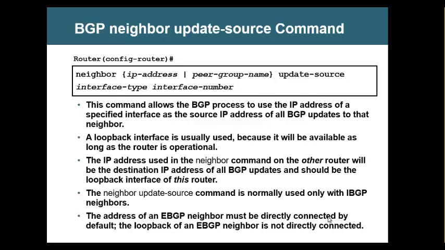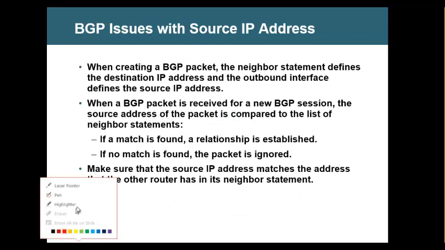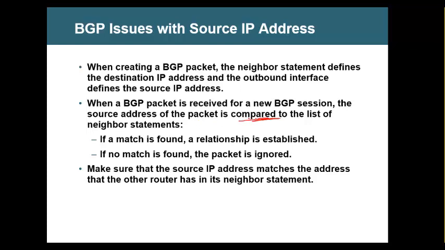By default, egress interface, meaning the exit interface address, becomes the source address. We saw that the source address of the BGP packet will be compared by the receiver to its neighbor statements. Only if a match is found, the relationship is going to be established. If not, no neighborship. It will go to idle state. Again, after some time, it will try going to active state. Again, it will come back to idle state.